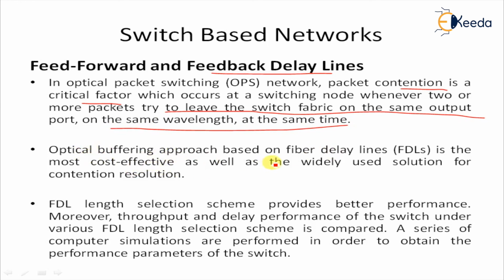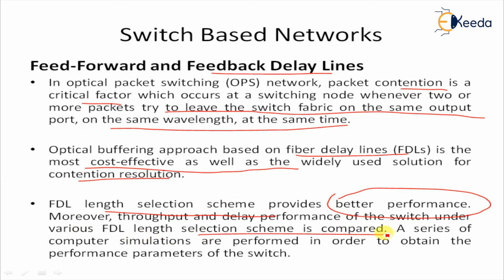Optical buffering based on the fiber delay line is the most cost-effective as well as the most widely used solution for contention resolution. A fiber delay line length selection scheme provides better performance. The throughput and delay performance of the switch under various FDL length selection schemes is compared, and based on this, the capacity of the network and the input-output scenario is considered. A series of computer simulations is performed in order to obtain the performance parameters of the switch.